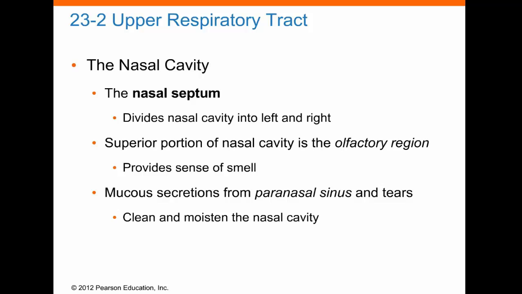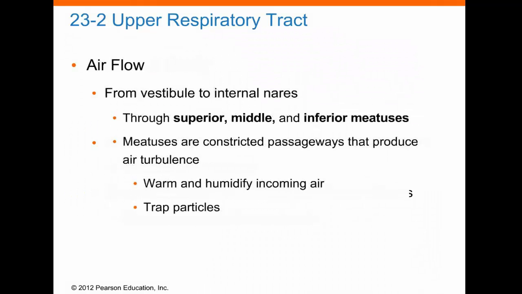We have mucus secretion here from the parasinus and tears, and these help clean and moisten the nasal cavity. Air flows from the nose through the internal nares, through the superior, middle, and the inferior meatus. The meatus are constricted air passageways that produce air turbulence, and this provides warmth and humidification of the incoming air, and also provides trapping of any particles that shouldn't be allowed to progress further.